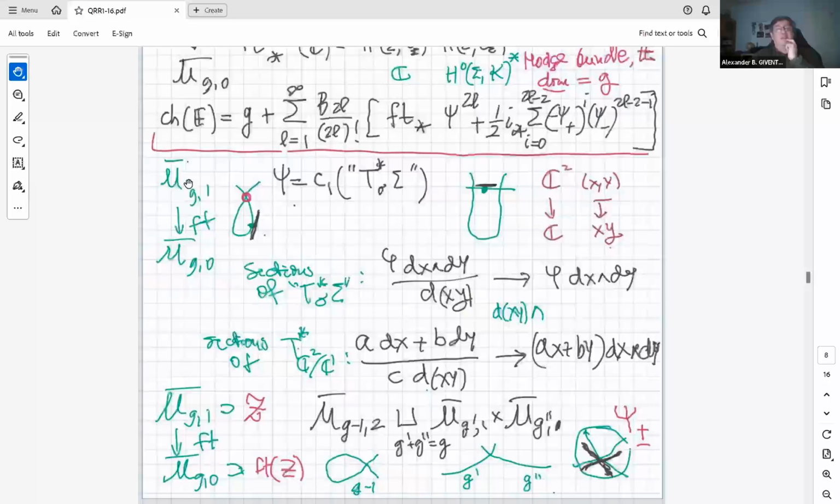But now let's consider what the relative tangent bundle is. And the relative tangent bundle, or cotangent bundle in this case, I'm talking about cotangent bundles. So what is it? By definition, it is the cotangent bundle to C2 in my local model, minus the pullback of the cotangent bundle to C.